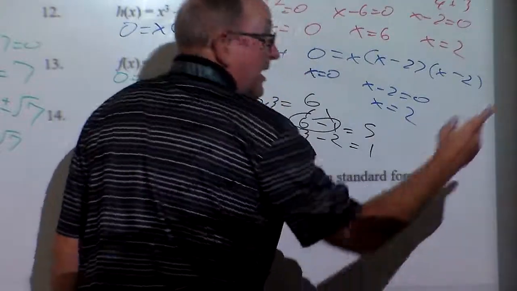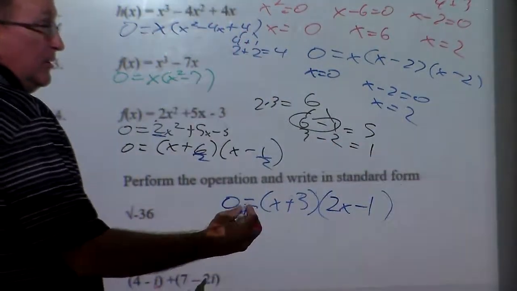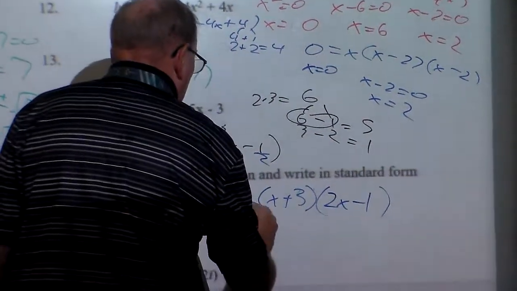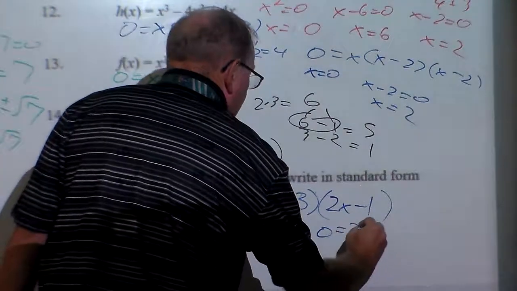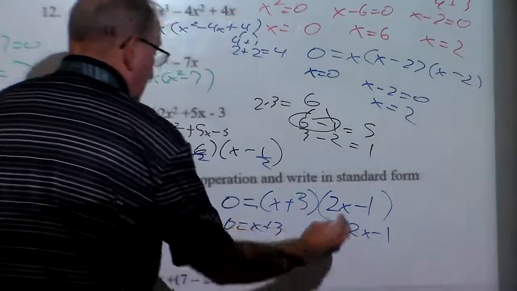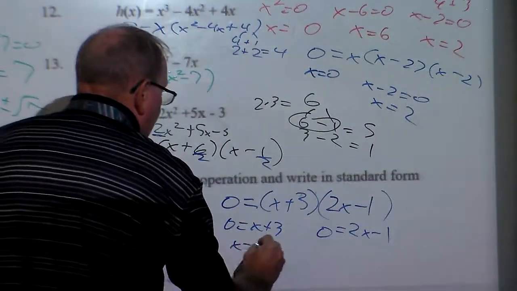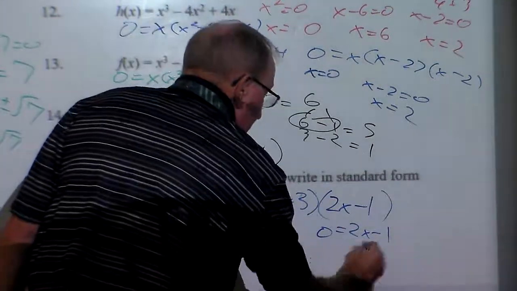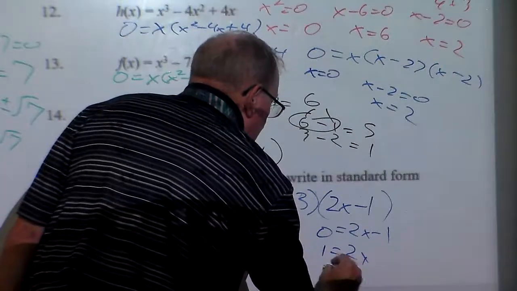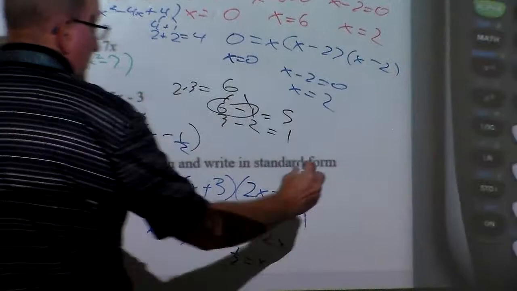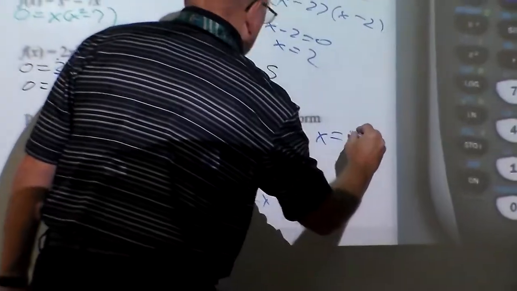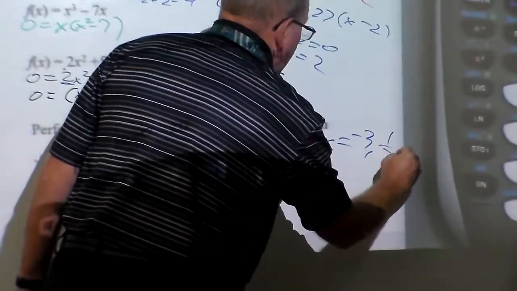So it's 2x minus 1. Now we solve it, right? So that will be 0 equals x plus 3, or 0 equals 2x minus 1. And then what happens is you get x equals negative 3. Here, add the 1. So that would be 1/2. So when you go to write your answer over here, it'll be x equals negative 3 and 1/2.